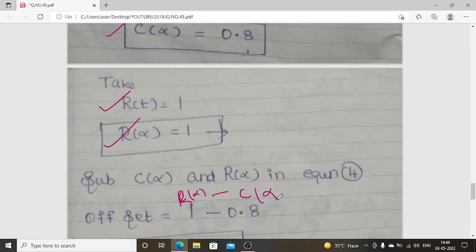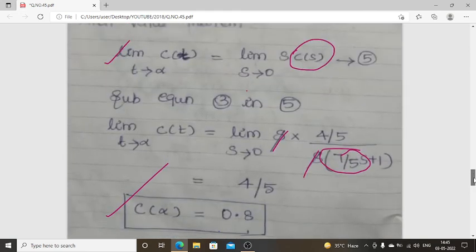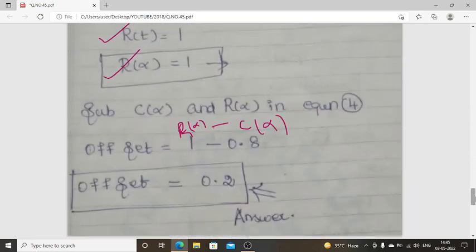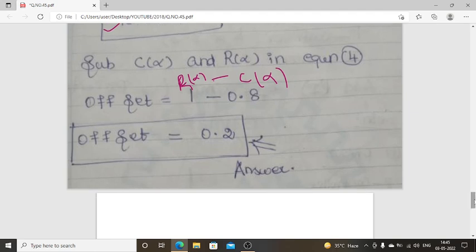R of infinity value is 1, C of infinity value is 0.8. Substitute C of infinity and R of infinity in equation 4, the expression offset is equal to R of infinity minus C of infinity. Substitute here and find out the offset value. Offset is equal to 0.2. So this is the answer for this problem. So the offset formula is R of infinity minus C of infinity.